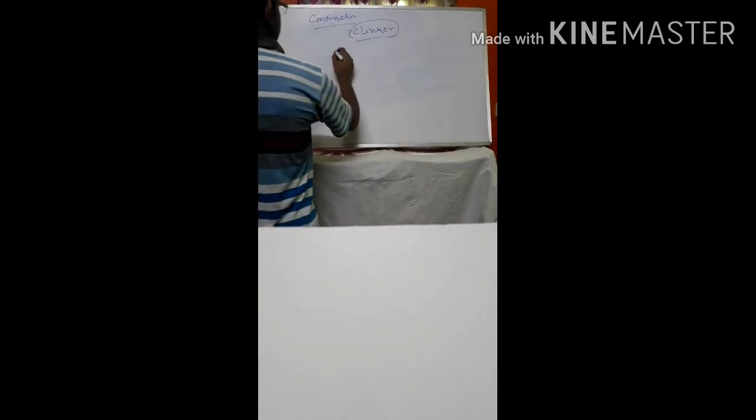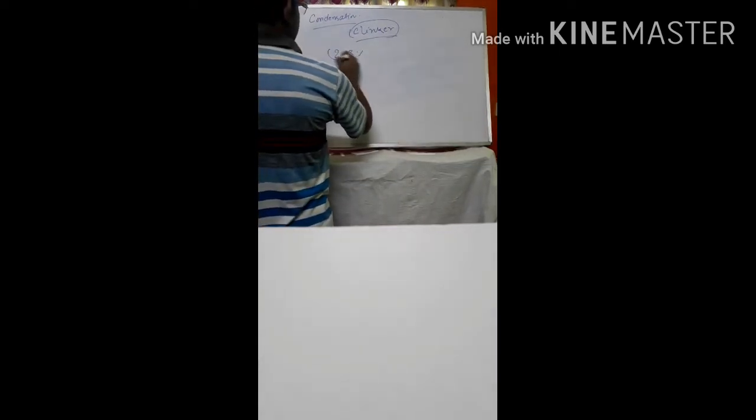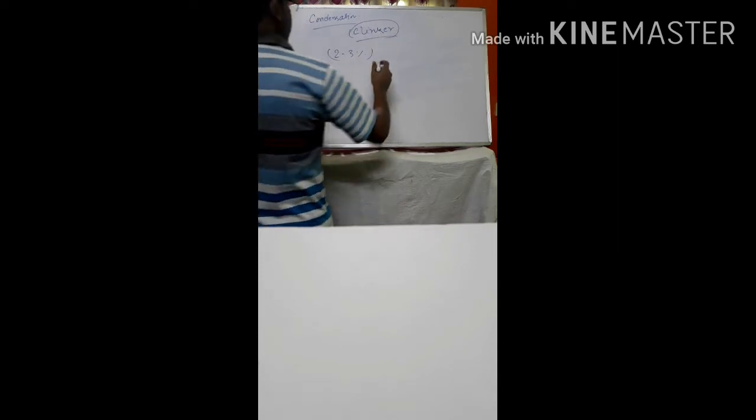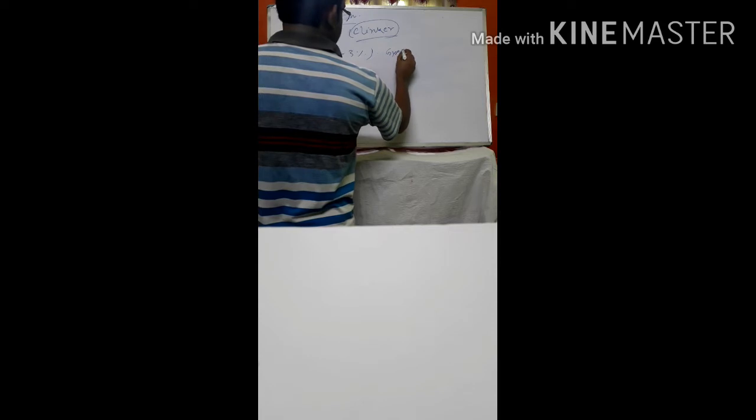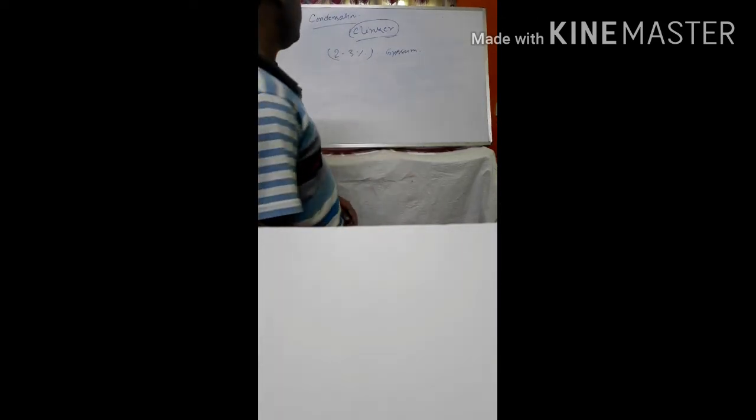Now finally 2 to 3% gypsum is added to the above material. Okay. Now finally cement is produced.